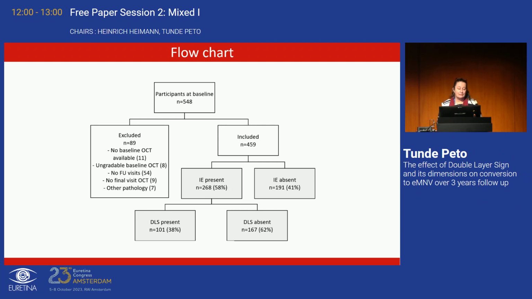So originally we had 548 participants. We had to exclude a few because of different reasons: ungradable or unavailable OCTs, or some patients didn't make it to the final visit. So of those who we included, a subset had irregular elevation, and some of those, as you can see, 167 had DLS absent, and on the left-hand side, 38% had DLS present.